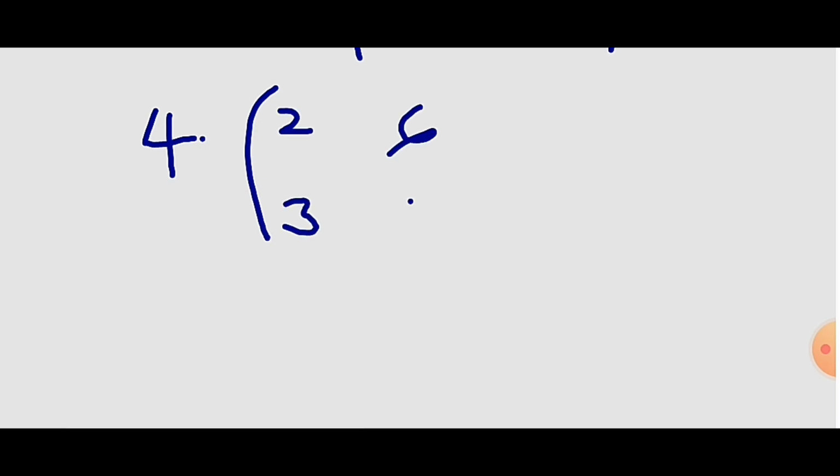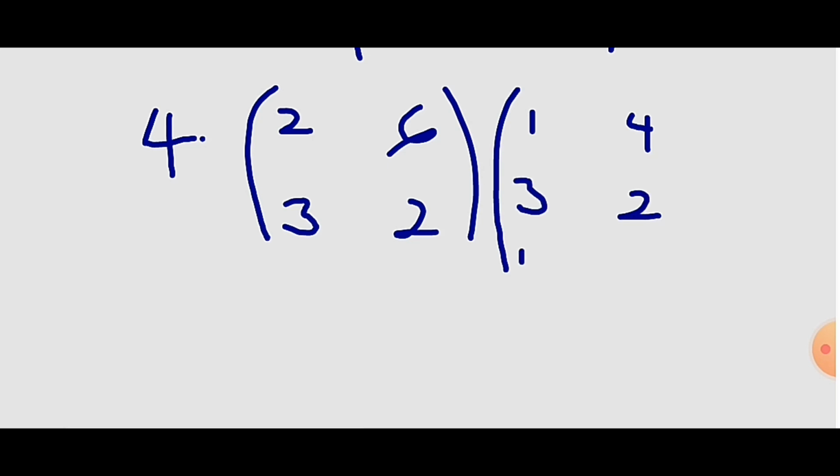That will be example number 4. Number 4, we want to multiply 3 2 by 1 4 3 2 1 7.